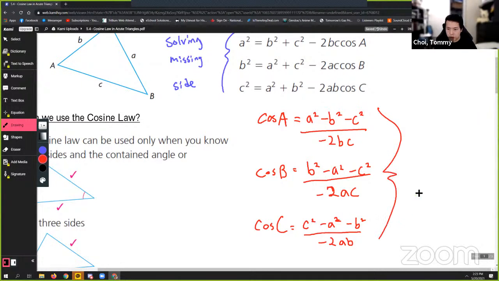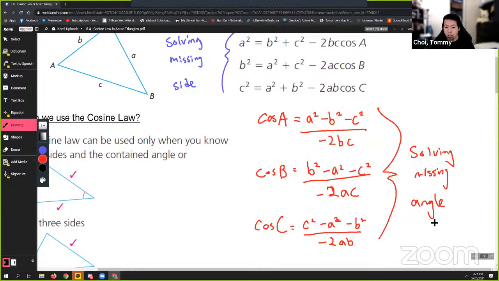This is for solving a missing angle. I'm going to leave that there for you to copy down if you'd like. I will give these formulas to you on the test. Okay? They are a nightmare, right?